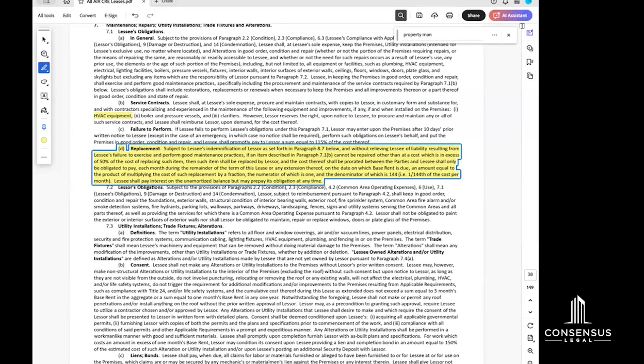And there is this 50% threshold that you mentioned. So if the cost to repair is going to be 50%, then the lessor can replace the item and pass through the cost to lessee. So I think that's where you got the 50%, but you're right.